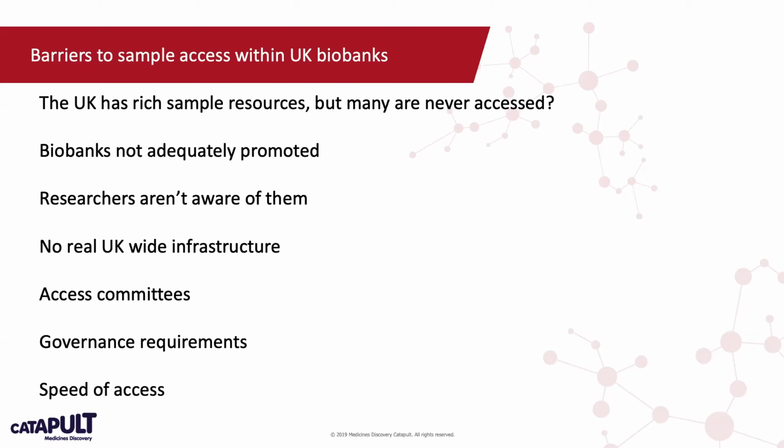And because there's no UK-wide infrastructure, there can be issues encountered with things like individual access committees, so the timeliness of when they do the reviews, different requirements of different committees, the governance requirements, so things like ethics approvals, confirming material transfer agreements and agreeing terms, and also the speed of access, which is really critical for SMEs as they need to move quickly to progress to the next milestone or investment decision, otherwise they struggle to survive.